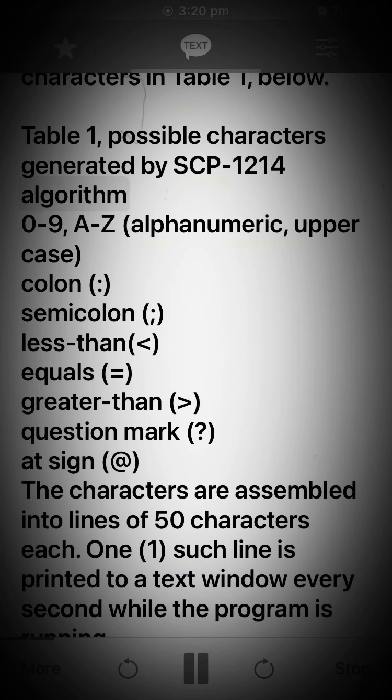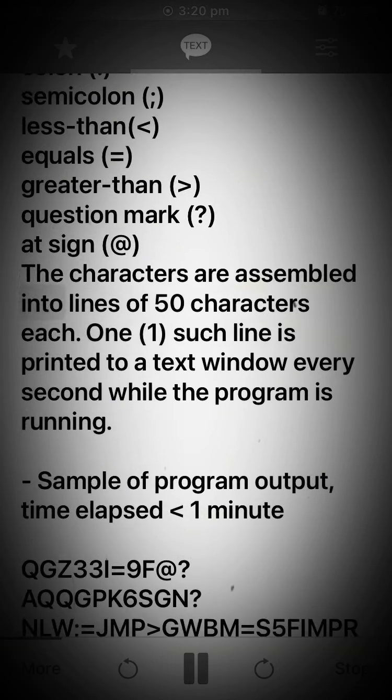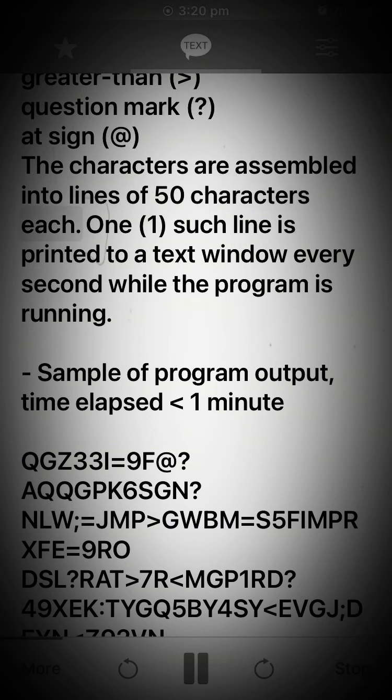Table 1. Possible characters generated by SCP-1214 algorithm: 0-9, A to Z alphanumeric uppercase, colon, semicolon, less than, equals, greater than, question mark, @ sign. The characters are assembled into lines of 50 characters each. One such line is printed to a text window every second while the program is running. Sample of program output. Time elapsed: 1 minute.